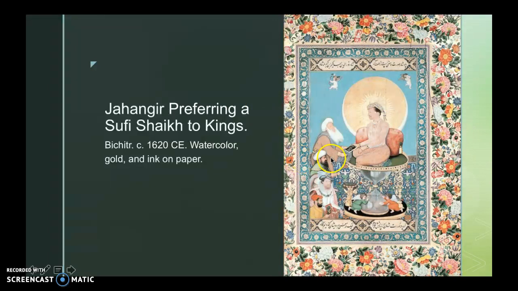So in this, we see that Jahangir is, both in terms of what he's doing and in terms of the spatial arrangement of the painting, preferring to be with this Sufi Shaikh as opposed to all of these great kings of men and leaders of men. He prefers the simple, ascetic, religious man, and he's indeed giving him a book. So that pretty much is what we have to say about that.